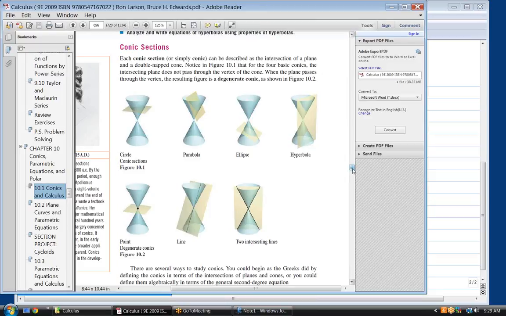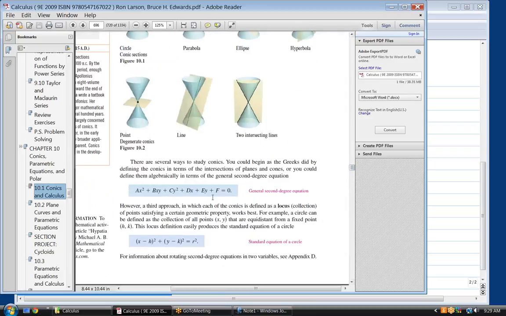Okay, so let's see. So here's the second degree equation that I wrote out. This is the algebraic way of looking at any of the four conics. And there's a third approach in which each of the conics is defined as a locus, collection of points, satisfying a certain geometric property. And this one says that that way works best. For example, a circle can be defined as a collection of all points that are equidistant from a fixed point, the center.